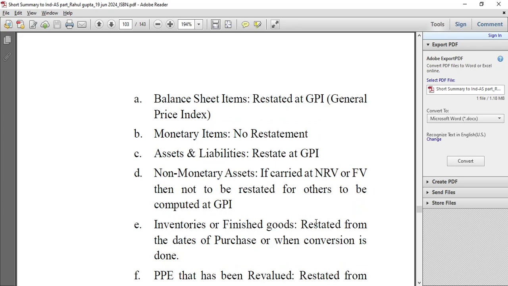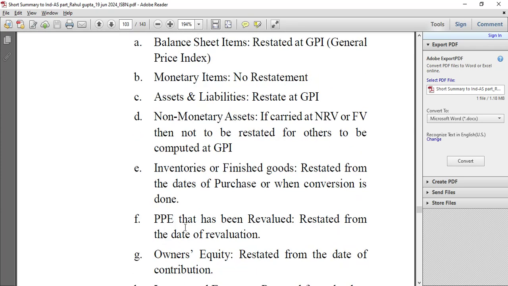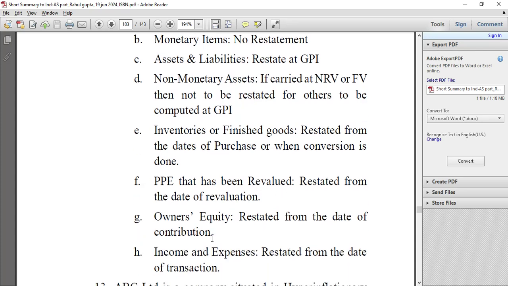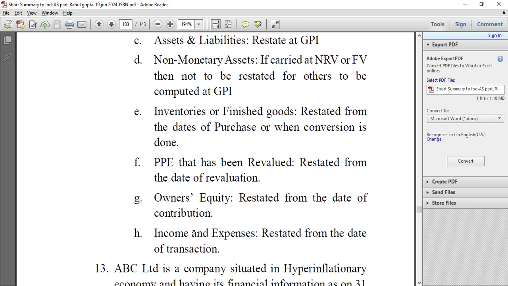Inventories of finished goods are restated from the date of purchase or when conversion is done. PPE that has been revalued is restated from the date of revaluation. Owner's equity is restated from the date of contribution. Income and expenses are restated from the date of transaction.